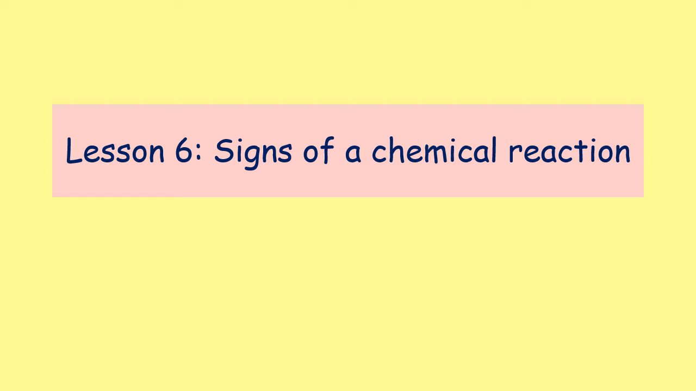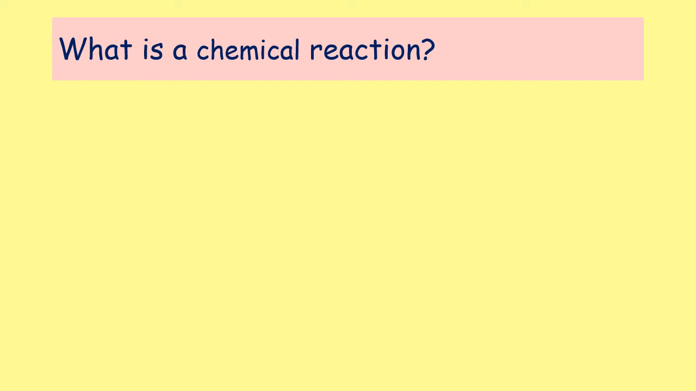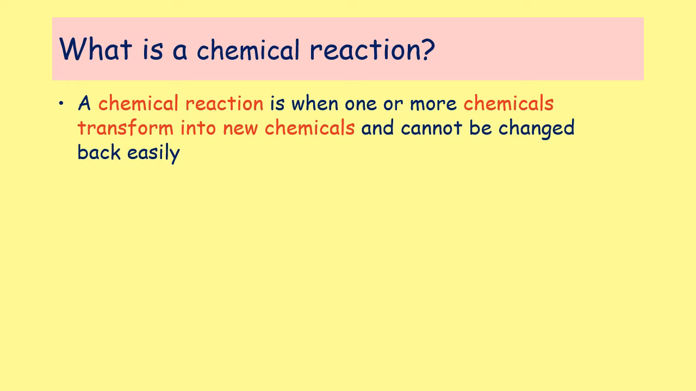So in this video, what we're going to be looking at is the signs of a chemical reaction. Firstly, we need to understand what we mean by a chemical reaction. What you've already seen are a few examples of reactions. But a chemical reaction is when one or more chemicals transform into entirely new chemicals, and those new chemicals cannot easily be changed back into what you started with.